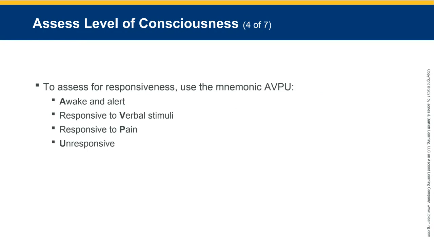We will use the AVPU mnemonic. So to assess for responsiveness, use the AVPU mnemonic. A is awake and alert. And if we're checking to see if a patient is awake and alert, we need to also consider their level of orientation, which tells us their mental status. The patient can be responsive to verbal stimuli, the patient can be responsive to pain, and the patient can be unresponsive.